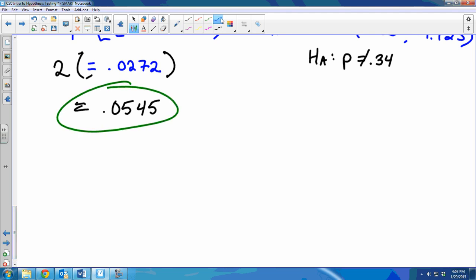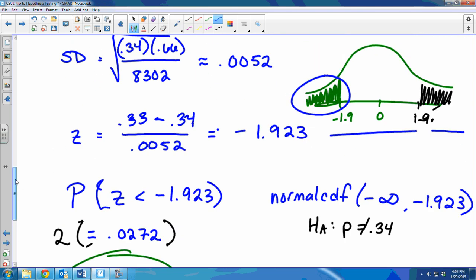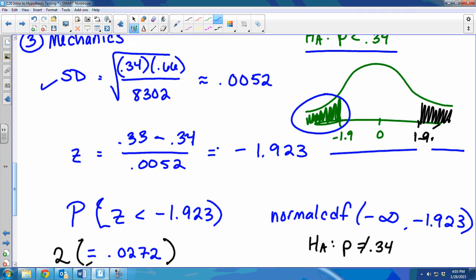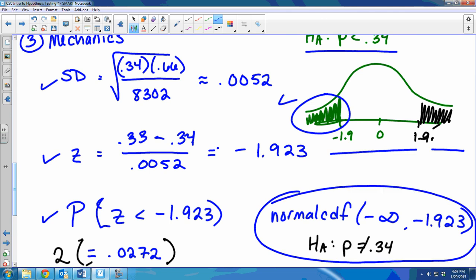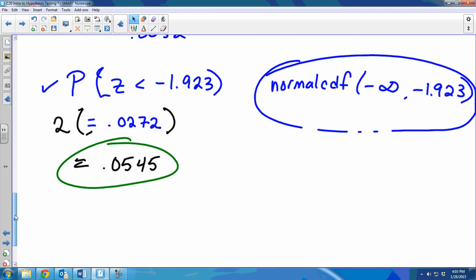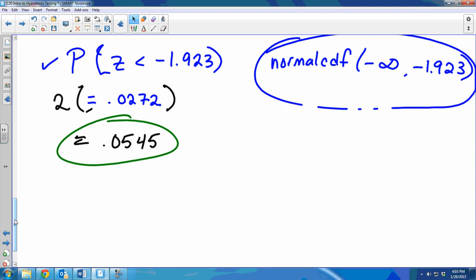So we have one more section. That's all the mechanics. You should have these things, though. You should have a standard deviation. You should have a z-score. A picture never hurts. A probability so that I know, because remember, this is not acceptable on the AP exam. Normal CDF means nothing. So show that you're finding a probability, that z is less than something. That's fine. Multiply by 2 because it says not equal to.